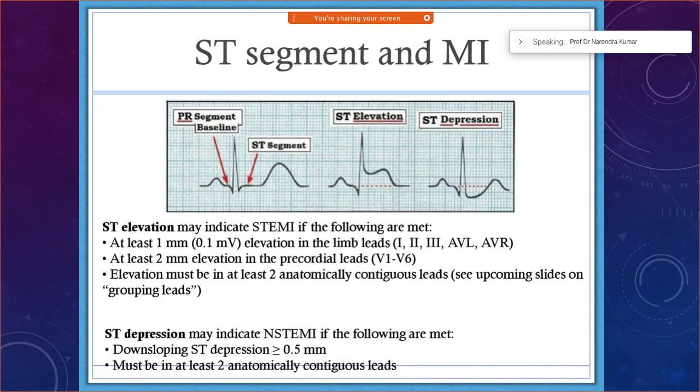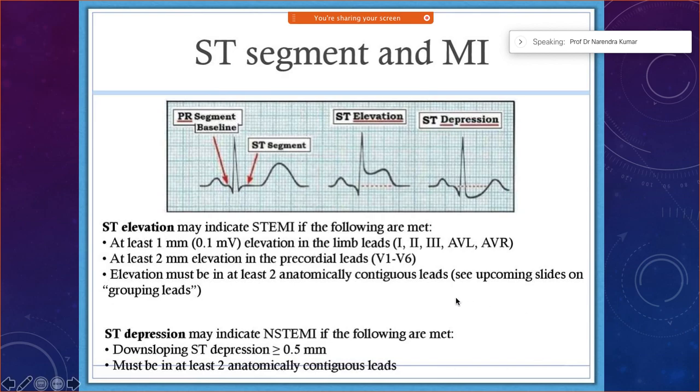Two anatomically contiguous leads means, for example, if you're talking about the lateral wall, at least two of them, I would say, AVL, V5, V6. Similarly, if you're talking about the anterior wall, for example, V1, V2, otherwise V2, V3, V3, V4, like that. Similarly, for the inferior wall MI, it should be there in leads 2, 3, otherwise 3, AVF, like that, okay?